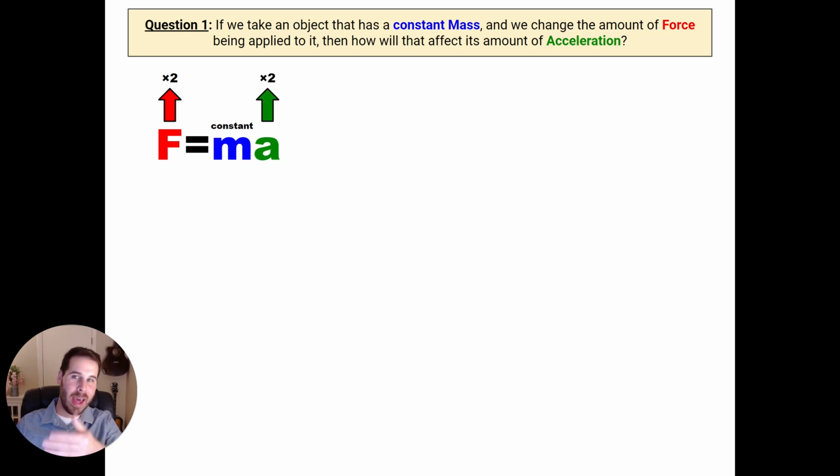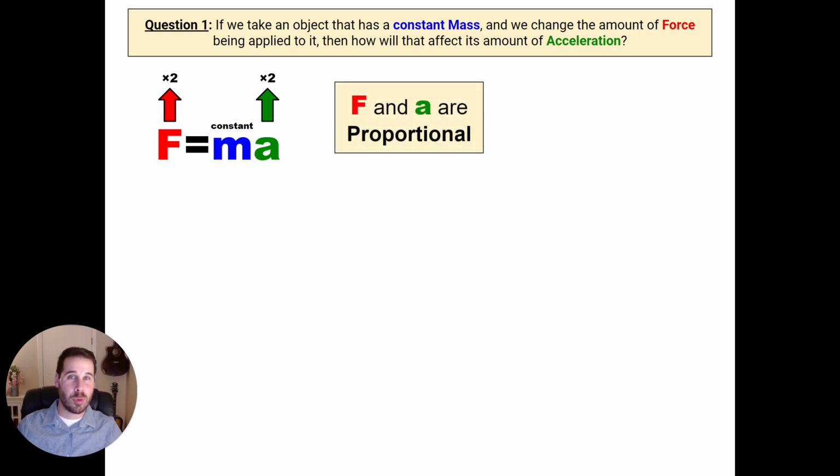So whatever happens to F seems to also be happening to A in exactly the same way. This is called a proportional relationship, where F and A are changing together in exactly the same way. If one of them doubles, the other doubles. If one of them triples, the other would triple as well. So here's what this would look like in your lab.